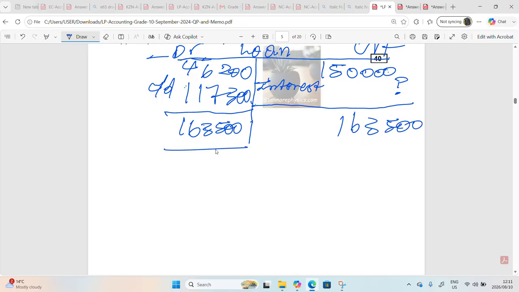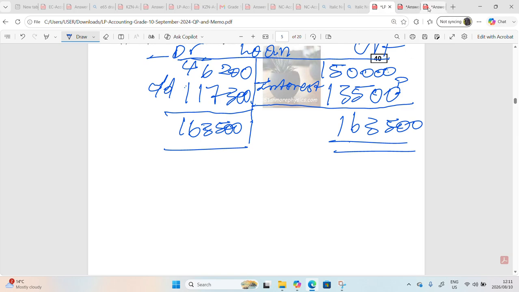163,500. So here's what you do as well. Take that 163,500 and then you minus your opening balance of 150,000. You'd get interest of 13,500. Here's your interest expense. But now you need to show those calculations on the income statement.